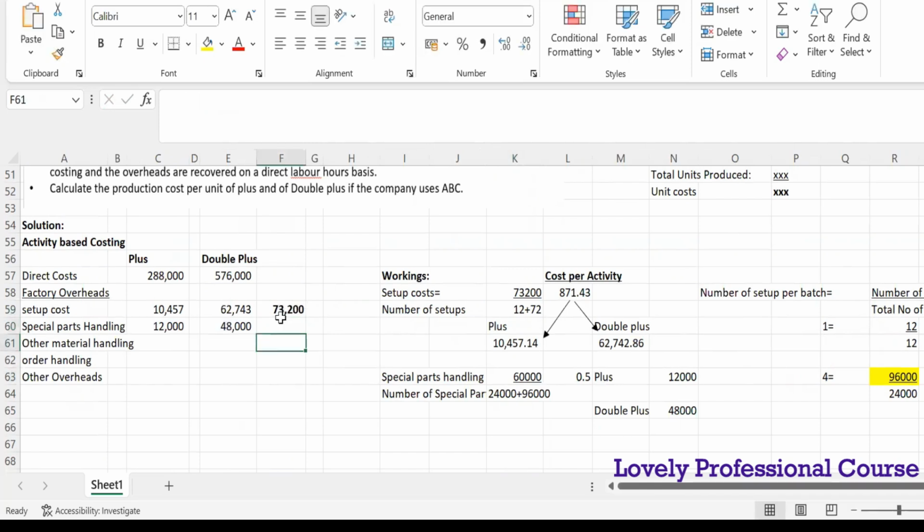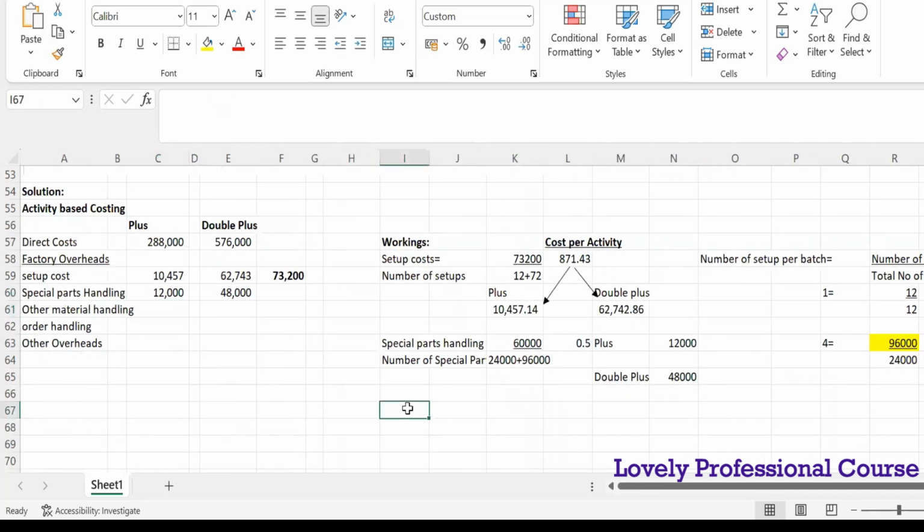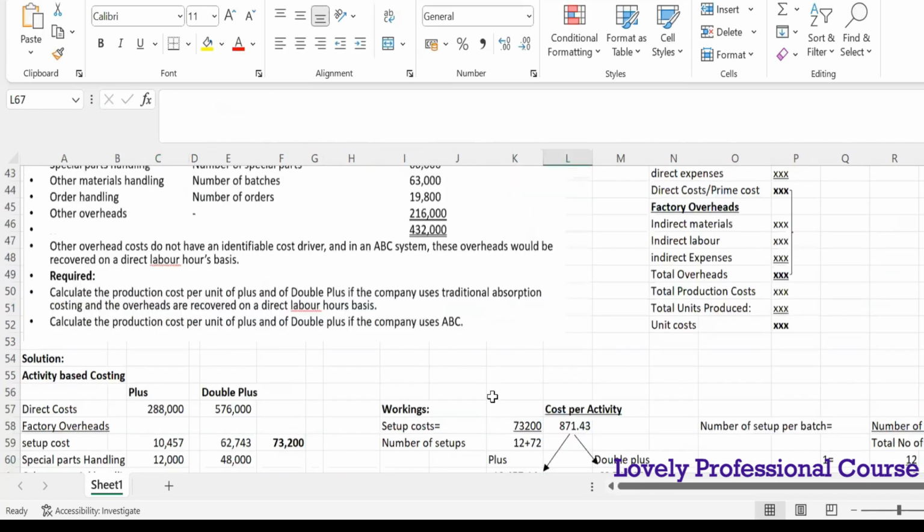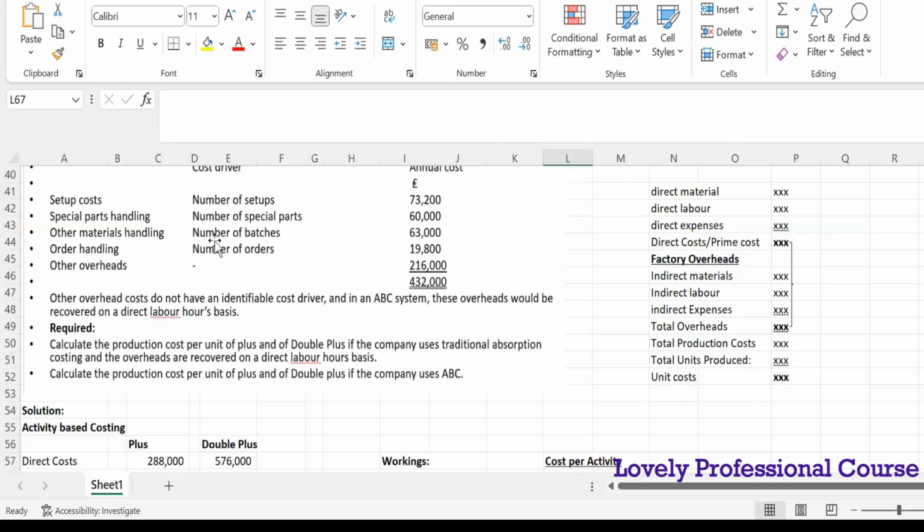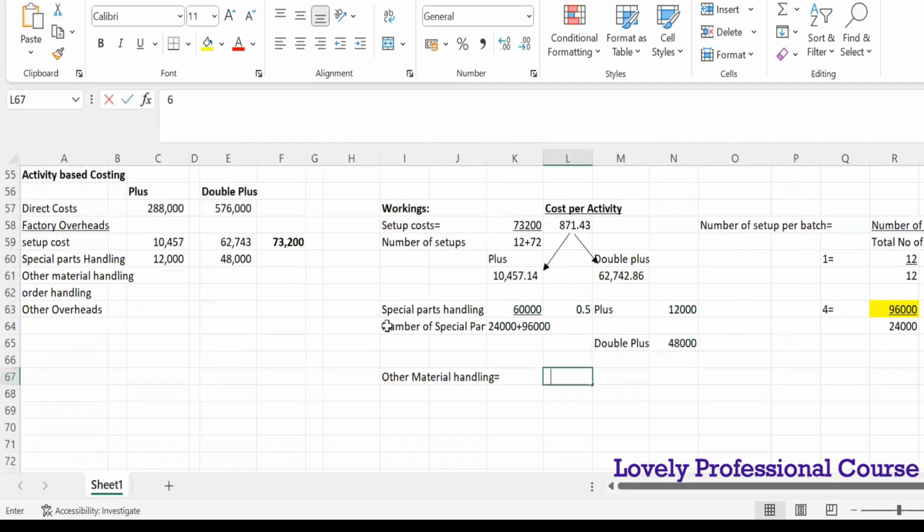Is it okay? So I continue with other material handling. Let's do other material handling. How to work on it? So I come quickly, and I know for other material handling, they say to use the number of batches when allocating them. So I'm going to take this cost, 63,000, dear friends, divided by the total number of batches.